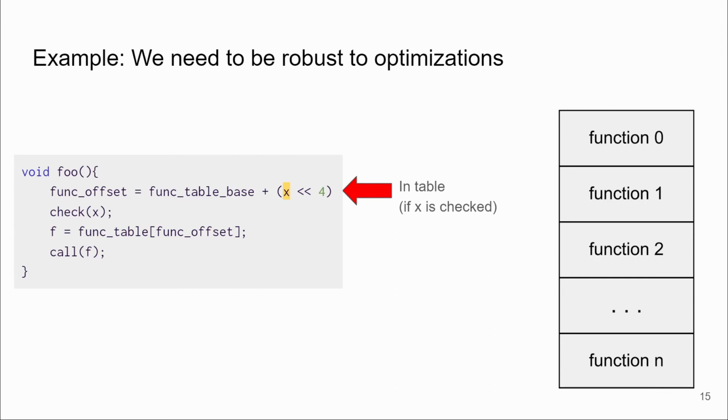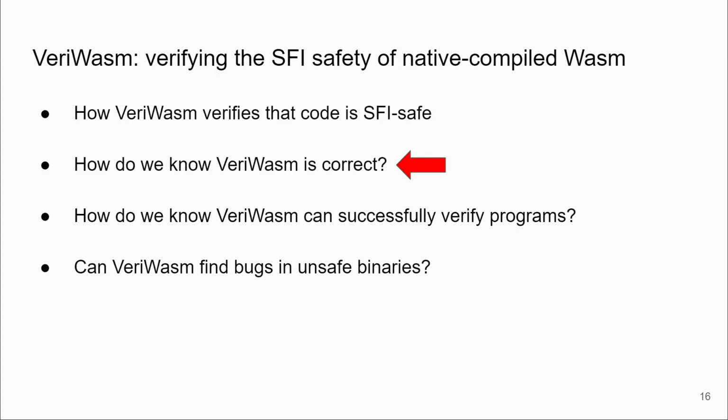To solve this problem, we use a new analysis technique called dependent abstract variables, which track relationships between variables and ensure that when one is used, all the variables that it depends on have also been checked. In this example, it tracks the relationship between x and func_offset. You can read our paper for more details. We went over the 3 local analyses that VeriWasm performs to ensure SFI safety.